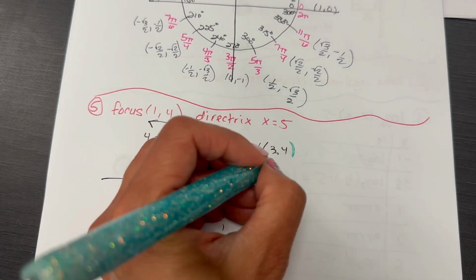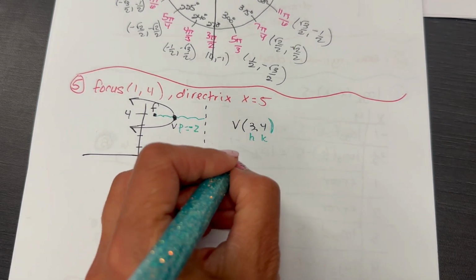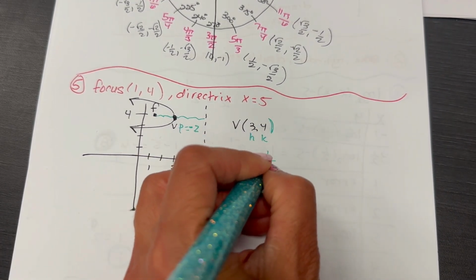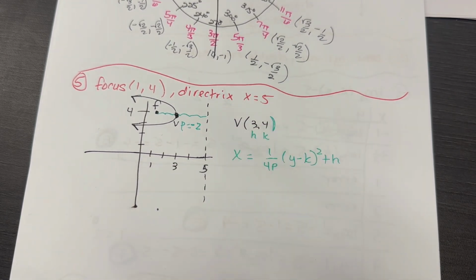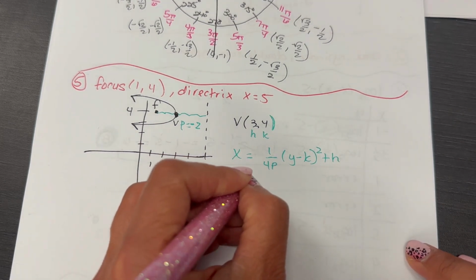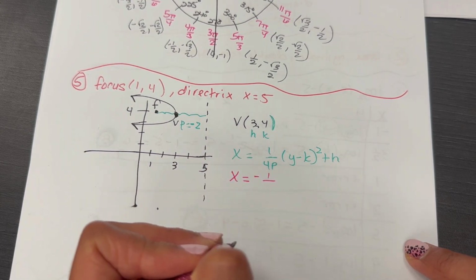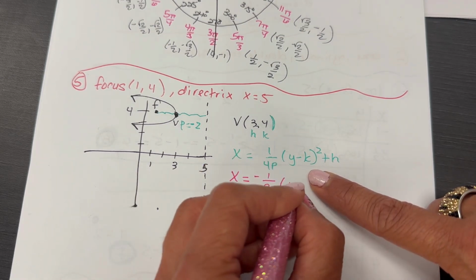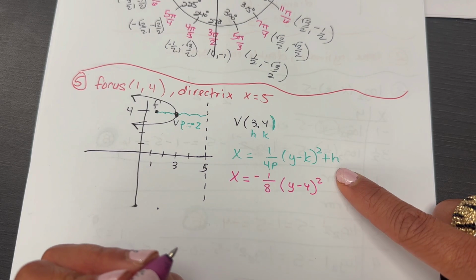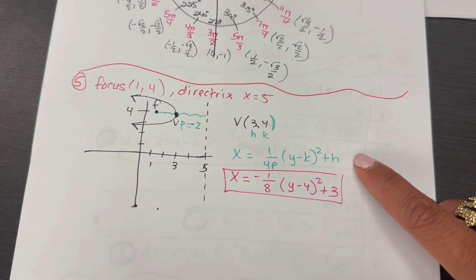And our vertex, oops, I didn't finish it, is our h, k. This is a sideways parabola, so we're using the sideways formula. X equals 1 over 4p times y minus k quantity squared plus h. So we got to plug in all the things. So x equals, because the p-value is a negative, we always throw that negative in front. Okay, 4 times 2 is an 8. Y minus the k, well the k is a 4, so y minus 4 quantity squared. The h is a 3, so plus 3, and then this is what you needed to type into the box.